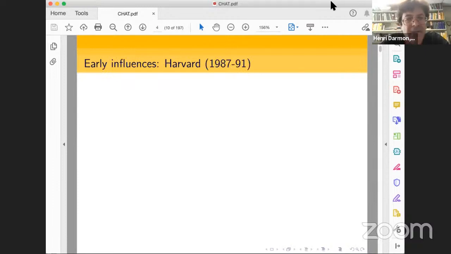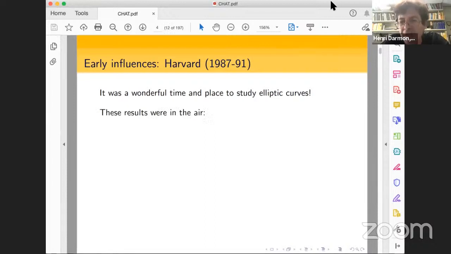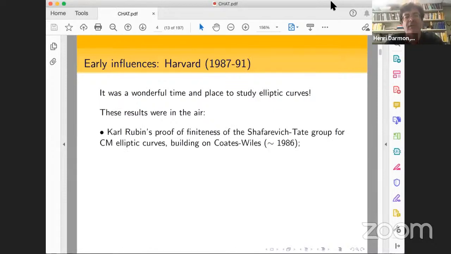Okay, so I want to begin with my early influences, the period 1987 to 91, which were my graduate student years at Harvard. Of course, this was a wonderful time to be studying elliptic curves. There were many important results that had been freshly obtained and were very much in the air at the time. The first was Karl Rubin's proof of the finiteness of Shafarevich-Tate groups, which I think dates back to around 1986, or maybe a bit earlier.